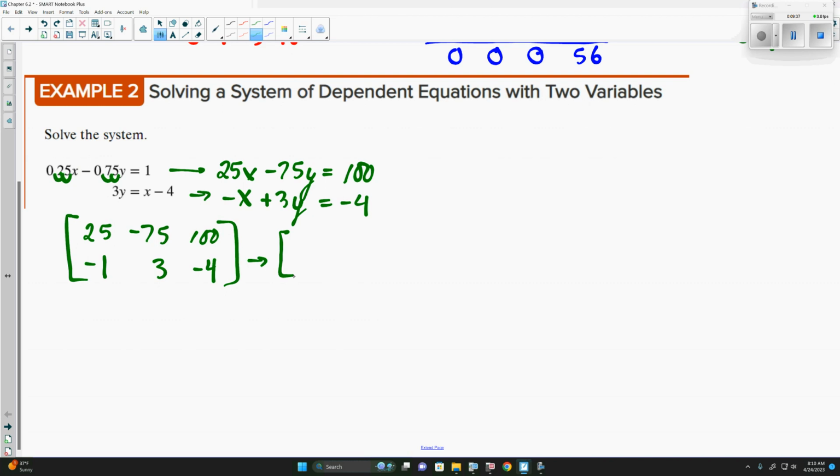So now we're trying to get the diagonal of 1s. Well, the first one, we can multiply the entire first row by 1/25. Essentially divide everything by 25, because 25 divided by 25 is 1. Negative 75 divided by 25 is negative 3. And 100 divided by 25 is 4. We didn't do anything to the second row, so negative 1, 3, negative 4.